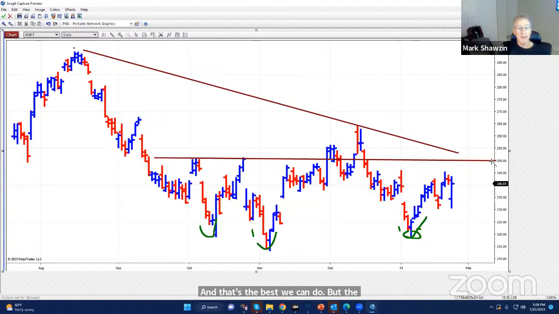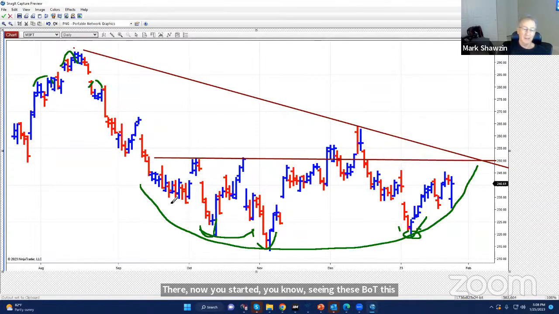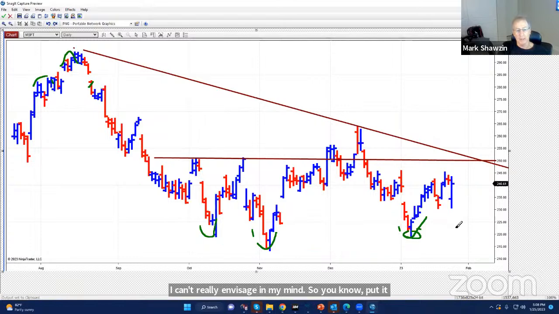But if you're patient, the market will reveal its intentions through a combination of patterns and price action. Here was a head and shoulders, and from that you had a nice move. Now this whole thing feels like it's trying to bottom. I can't really envisage it in my mind, so put it the other way, play devil's advocate. And this is what I do all the time. I have this visualization process where I draw all this stuff and I go, okay, how would this feel if I was short here? How would this feel to try and cut through all of this?